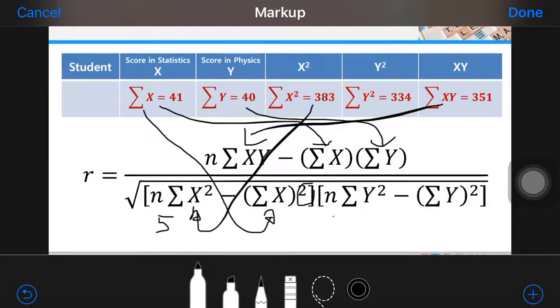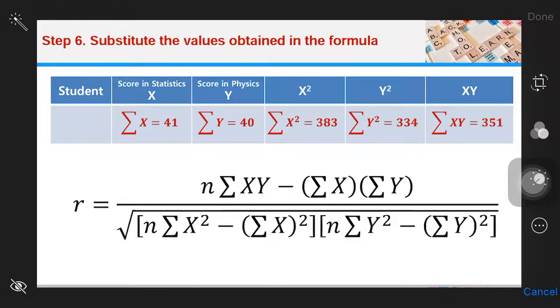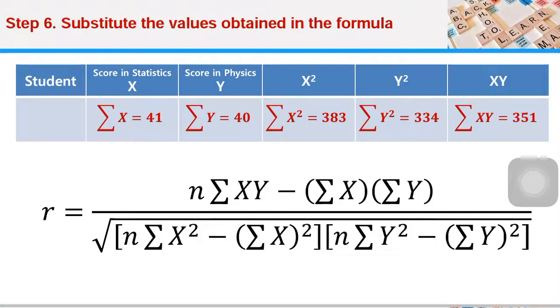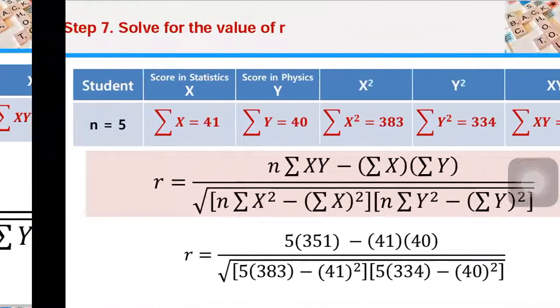Then, our N is 5 again, you multiply. Our E of Y squared, summation of Y squared, is for the Y squared column, this one. And then, you subtract it by summation of Y here. Then, we'll square it. In our next slide, we are going to check on it. We'll substitute. So step 6 is substitute the values obtained in the formula.